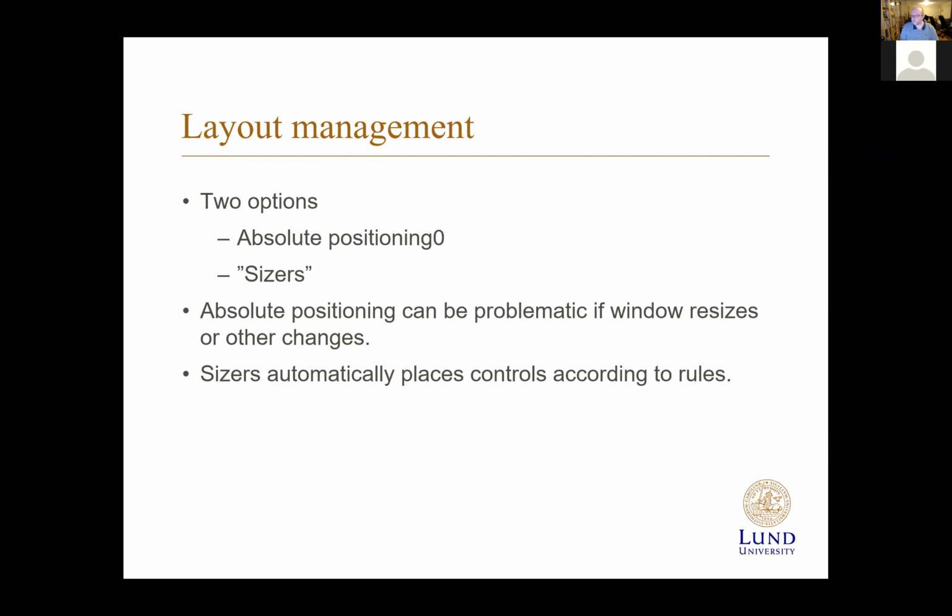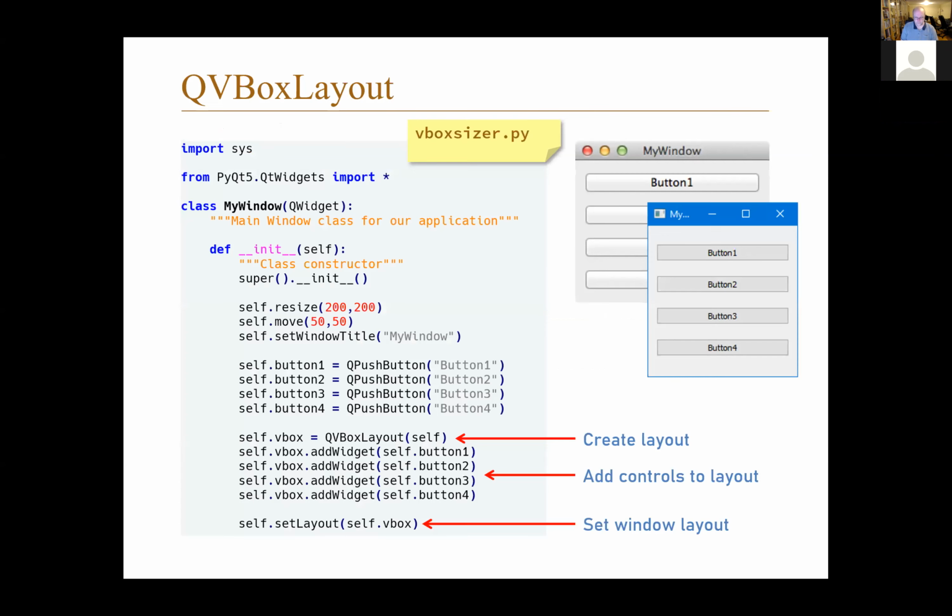And you have different layout managers that can organize controls in different ways. The simplest example is the vertical box layout, which is a layout manager that handles controls in a vertical orientation. So you can create a lot of push buttons, put them into this layout, and then they will be automatically organized.